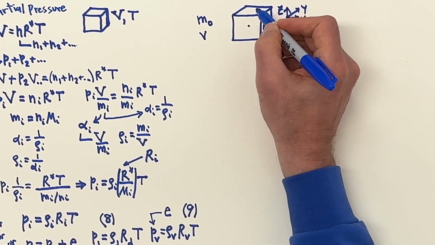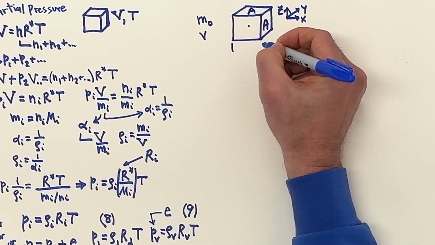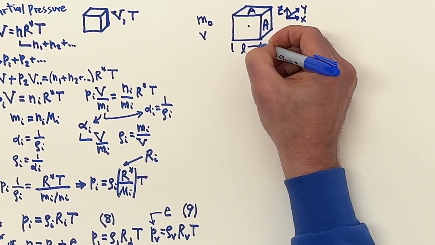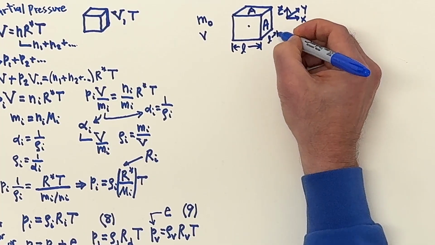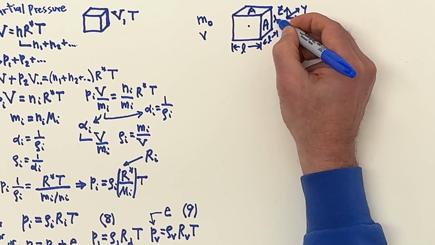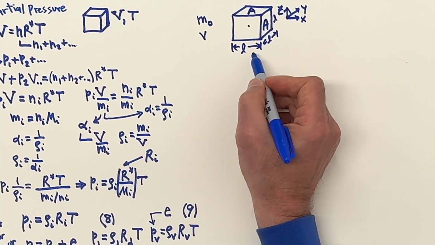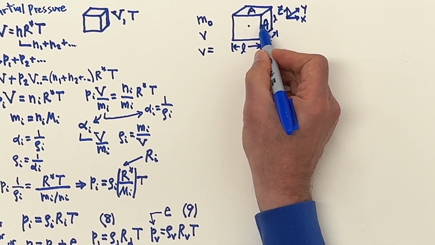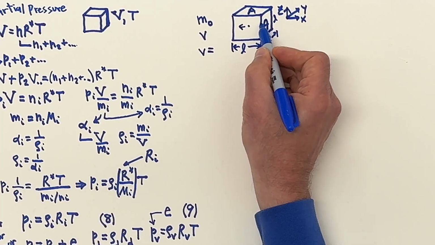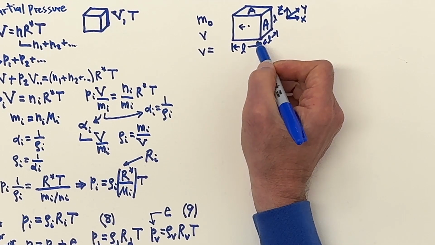Area A everywhere, and say length L, it's a cube, right? And L. And the velocity of the particles would be, well, if one started at the far right here, and it's going velocity v, it would go across here, L, in time t.